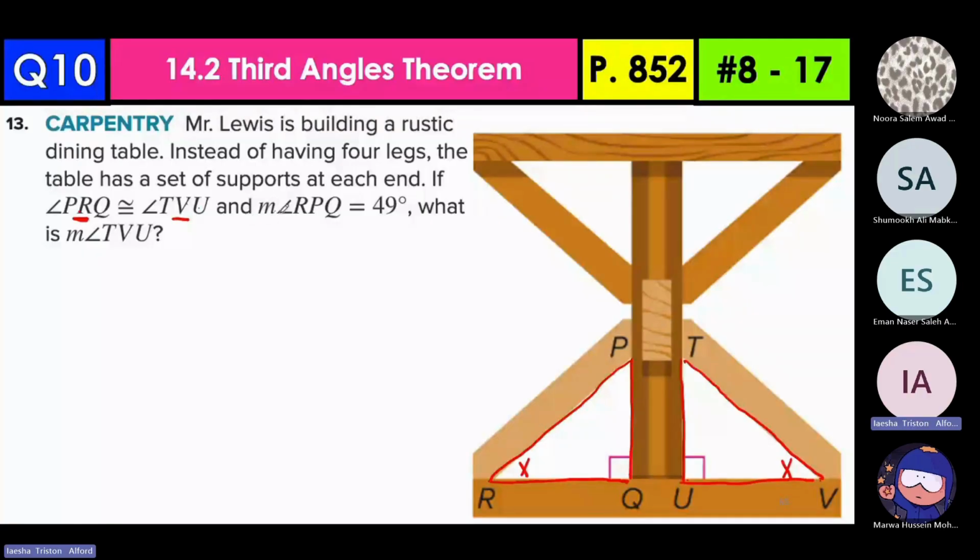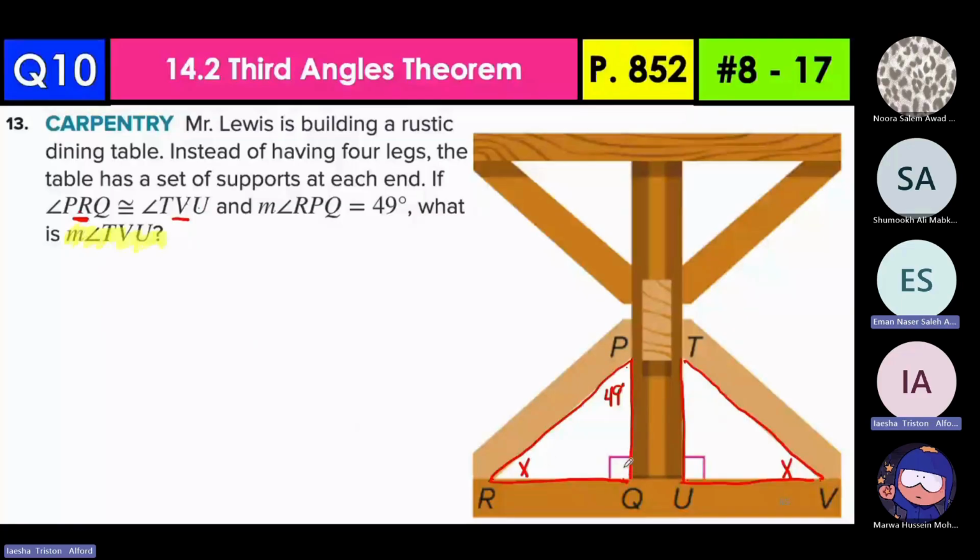Then the measure of angle RPQ. Start at R, go to P, stop at Q. This one is 49 degrees. We want to know what is the measure of angle TVU.